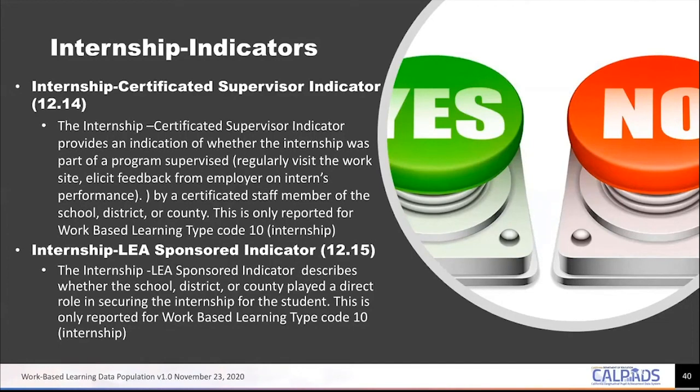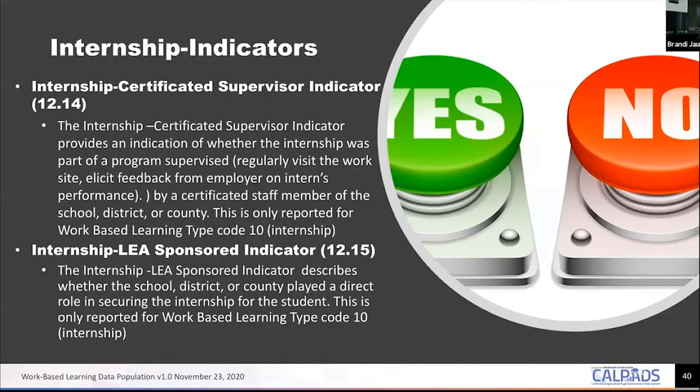This is only reported for work-based learning type code 10 internship again, and you would have a Y flag, which would indicate that the school, district, or county played a direct role in securing the internship. If you put an N flag in there, that would indicate it did not, and the students obtained their own summer jobs and school, district, or county has not played a direct role with them getting that job.